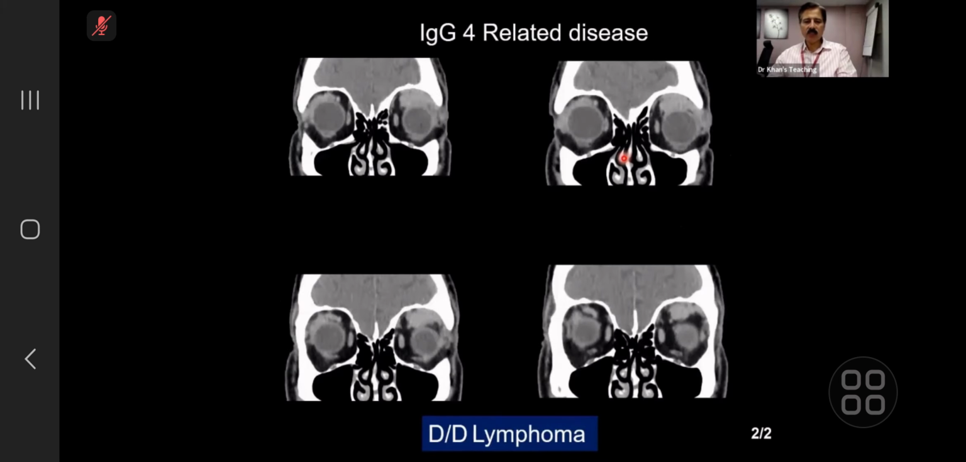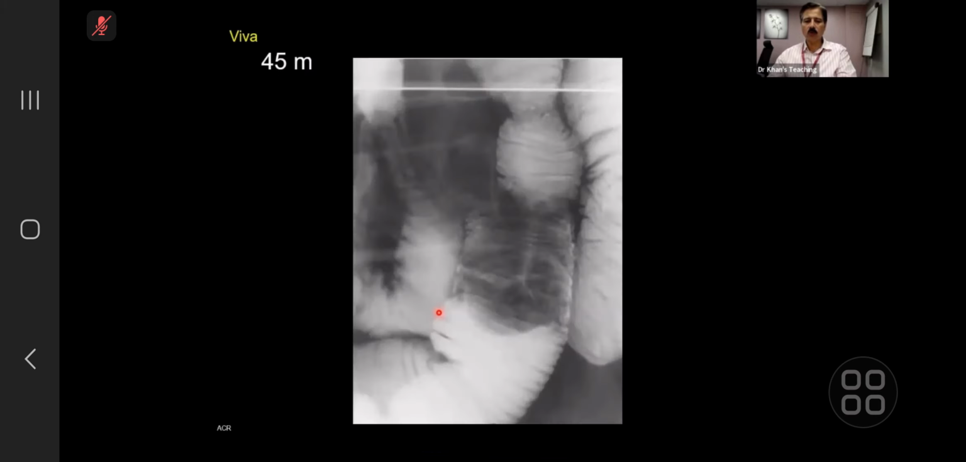And the same case can be given with findings in the orbit, which we'll cover in the head and neck. But having said that, this is again the same differential, lymphoma versus IgG4 related disease. Take home point is that orbital pseudotumor, the old terminology, is now no more used.